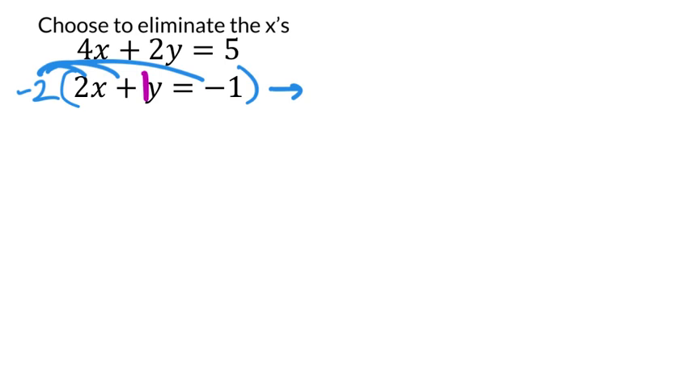Negative 2 times 2x's would give us negative 4x's. And then negative 2 times 1y would be negative 2y's. And this would equal negative 2 times negative 1. And this is where we see a lot of mistakes. It's not a huge mistake, but it's common enough. Negative 2 times negative 1. A lot of students just put negative 2 right there.